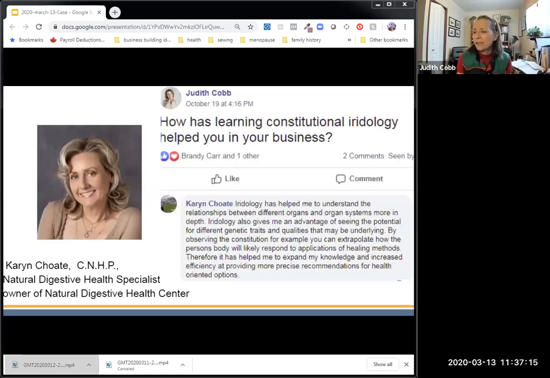Karen said this was very interesting. Karen is a CNHP with lots of years of experience. She said, iridology has helped me to understand the relationship between different organs and organ systems more in depth. It gives me the advantage of seeing the potential for different genetic traits and qualities that may be underlying. By observing the constitution, for example, you can extrapolate how the person's body will likely respond to applications of healing methods. It has helped her to expand her knowledge and increased her efficiency at providing more precise recommendations for health-oriented options.